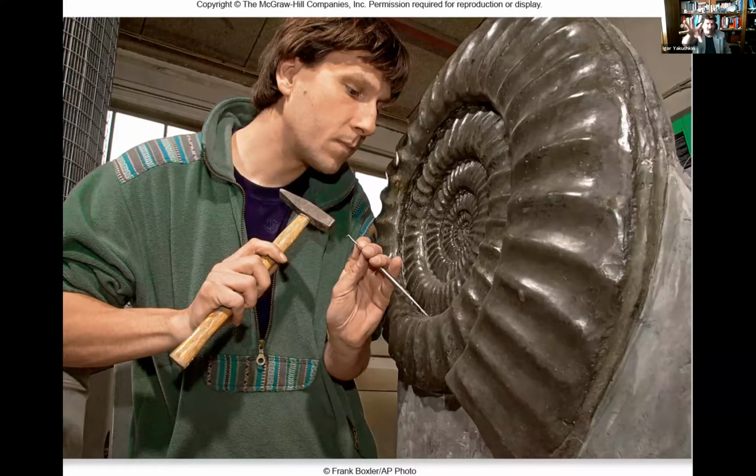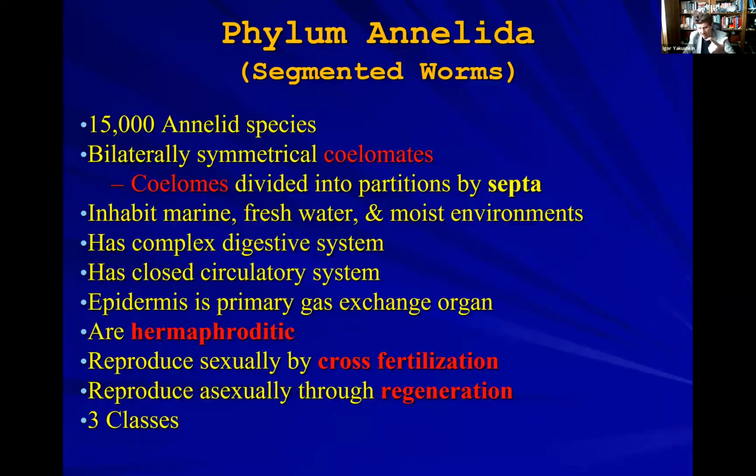Now, phylum Annelida. Annelids are segmented worms. So we were talking about flatworms, we were talking about roundworms. Now we're talking about segmented worms. Again, coelomates, 5,000 very diverse creatures. Most of them are aquatic or in moist environments. All right. So they have to have a moist environment.